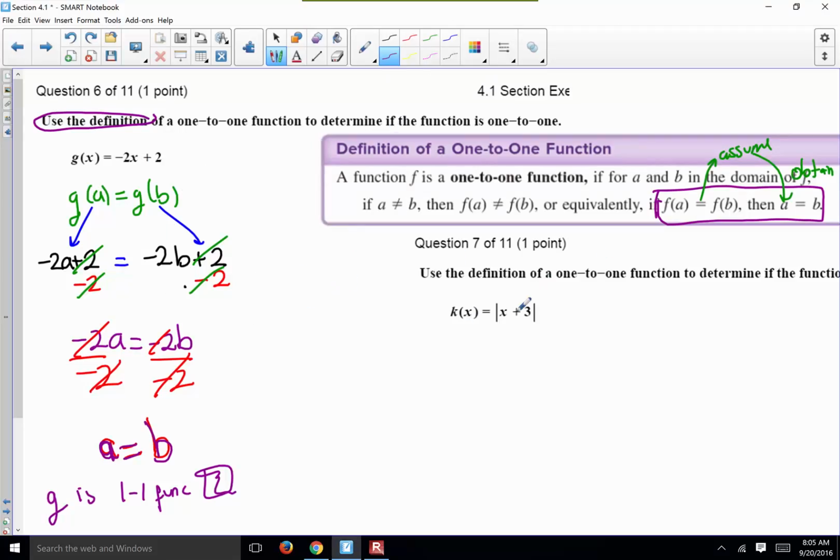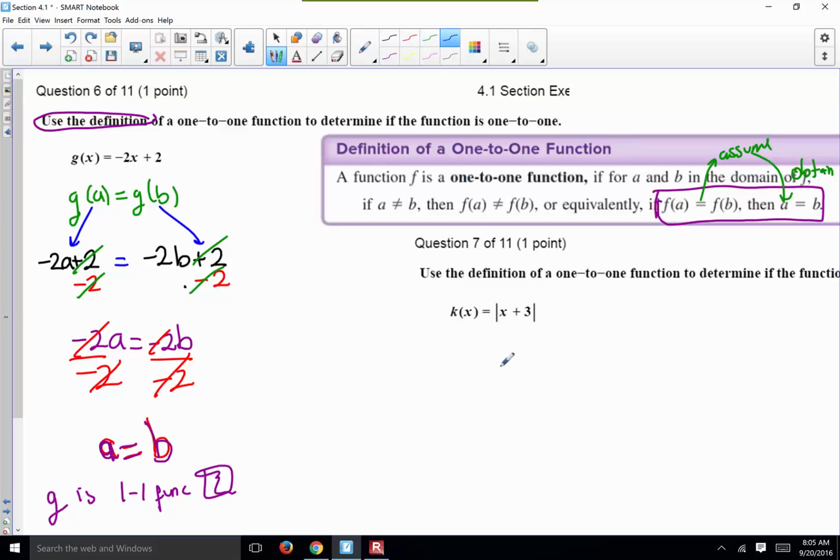How about this one? First of all, what's your gut telling you? Is this one-to-one or not? Now, we know absolute values are V-shaped, and V's are crossed twice when you go with horizontals through them, right? So I have a feeling it's not one-to-one, so we won't be able to get a single a equals b as the final result.